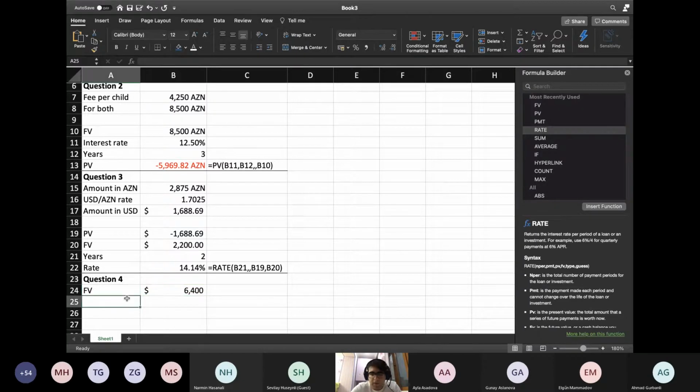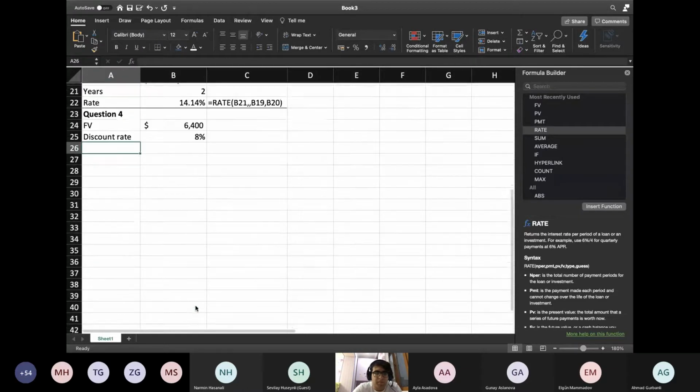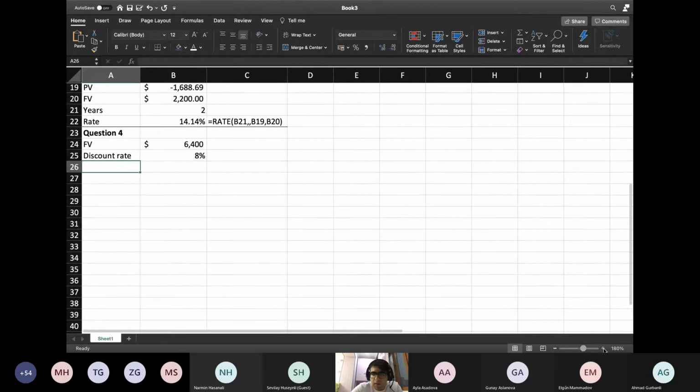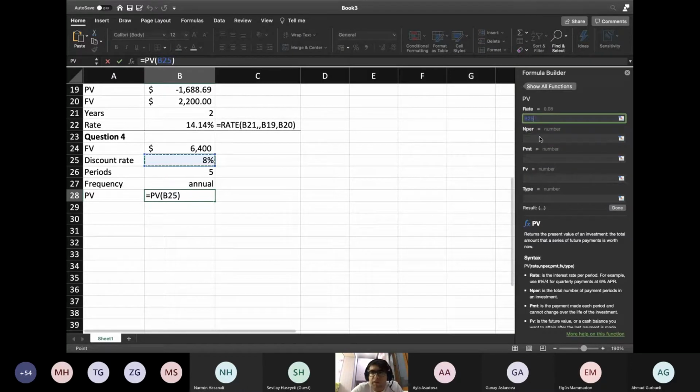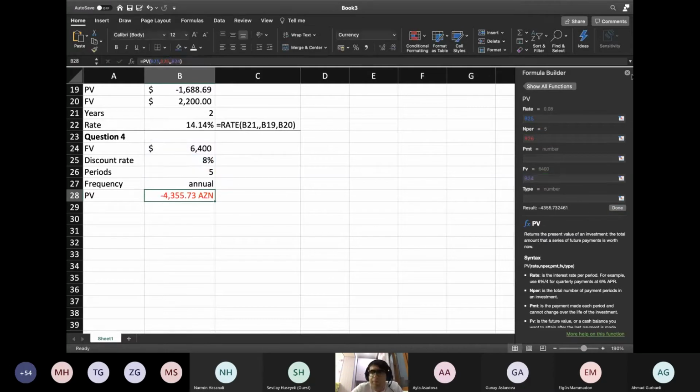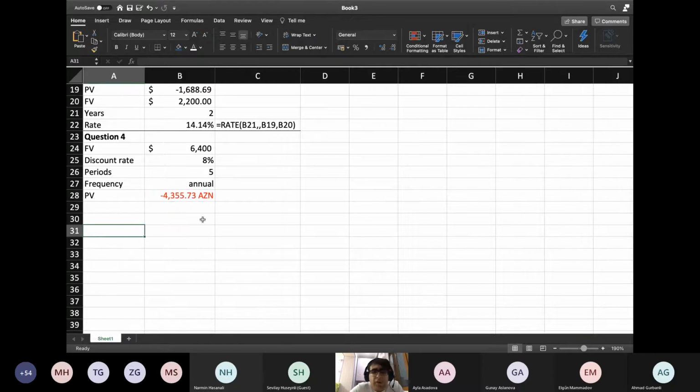This amount of money. We have discount rate, 8%. We have periods, 5 periods. And our frequency, let's start with annual. So our present value should be: rate, we choose rate, number of periods 5, ignore PMT, and future value is 6,400. So this is our present value for annual discounting. And let's make it for others as well. For semi-annual.